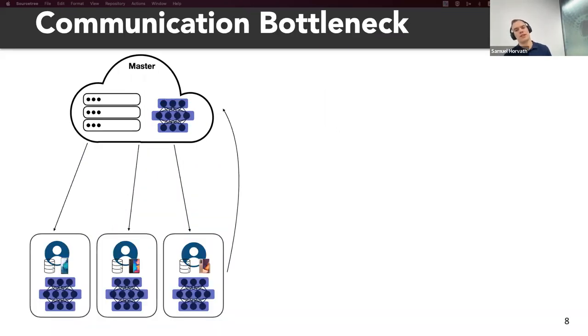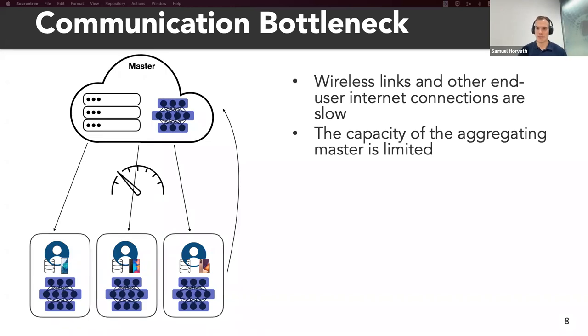Unfortunately, as such, federated learning comes with many specific challenges. And one of them is that communication is expensive in federated learning. And this is due to two main reasons. Firstly, this is because wireless links and other end-user internet connections are much slower than data center links. And it should also be noted that even for data centers, communication is already a bottleneck. Secondly, this is due to the limited capacity of the aggregating master. And what we see is that especially the cost of communicating updates is a key bottleneck.